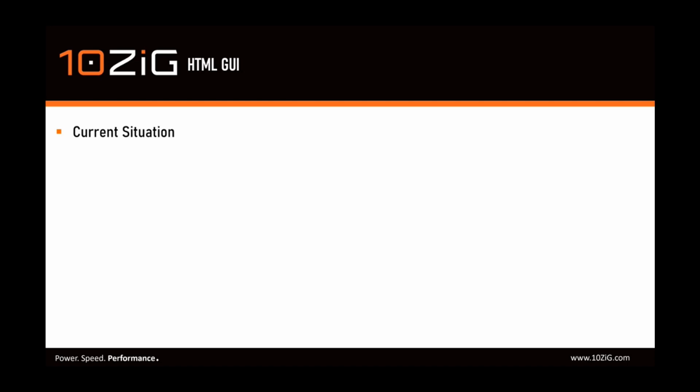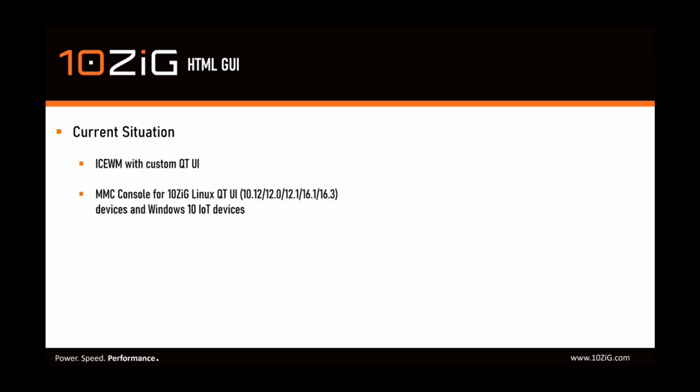Thanks for that, Stu. So let's talk about where we're at right now, and that'll orient everybody, and then we can talk about where we're going and why you all are here. Our current GUI locally is the ICE Windows Manager, and we use a custom Qt UI. You interact with that GUI and that unit via the MMC console. We list some firmware versions there: 10.12, 12.0, 12.1, 16.1, 16.3. Obviously this has been the way we've been doing things for a while, and of course Windows IoT devices.